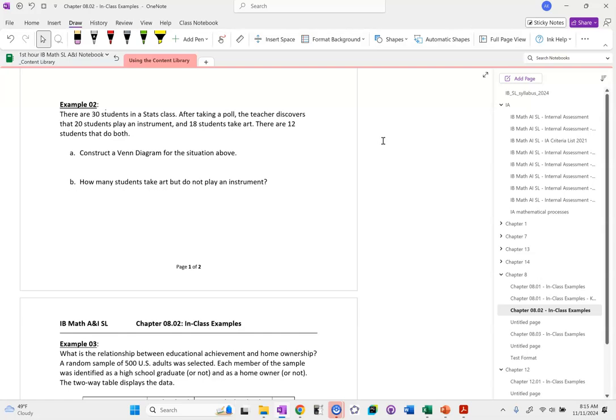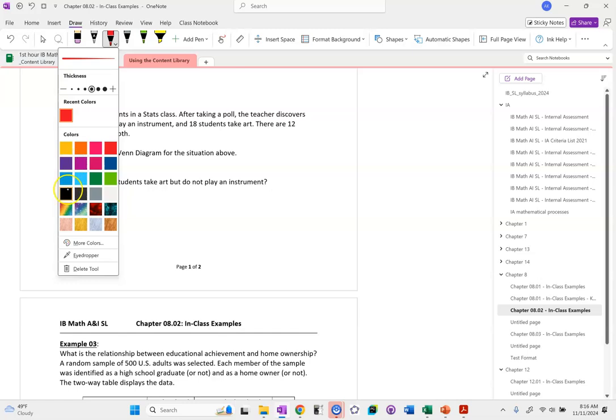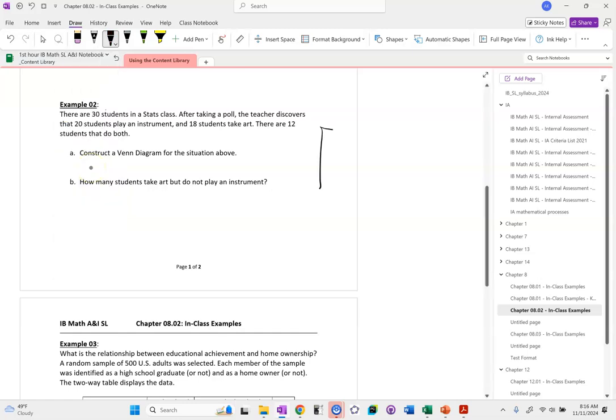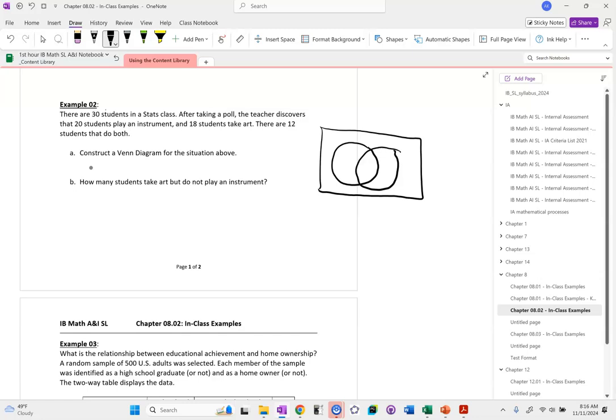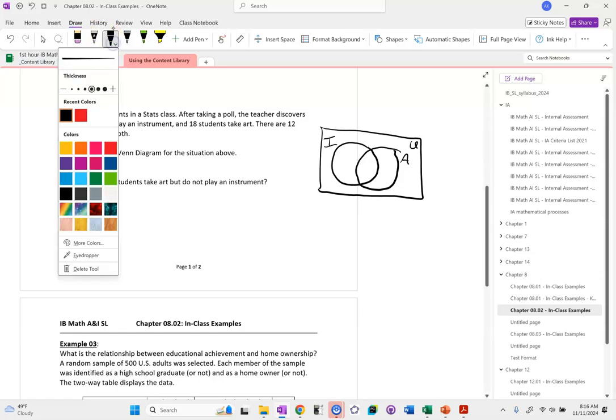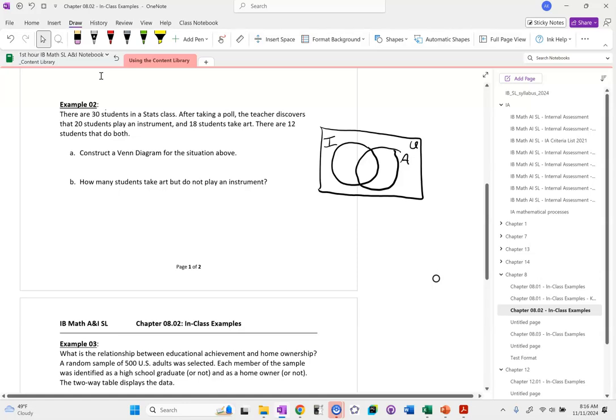All right. It says there are 30 students in a stat class. After taking a poll, the teacher discovers 20 play an instrument, 18 take art, and 12 do both. Construct a Venn diagram for the situation. Okay, so there's my Venn diagram.